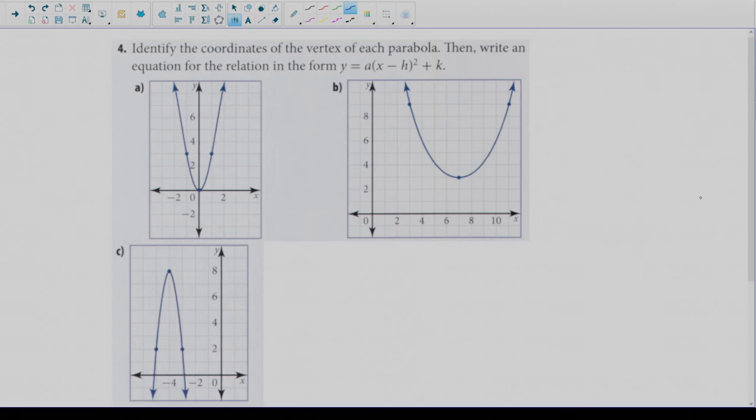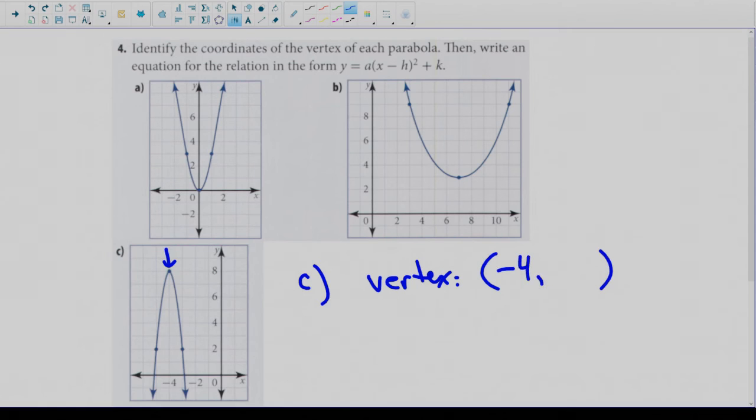So, and we're going to do B. Actually, let's do C. If we do C, which is one of the harder ones, you should be able to do any of the other ones. Okay? So let's first start by finding our vertex. So what is the vertex for C? Well, the vertex is right here. That is negative 4 and positive 8.